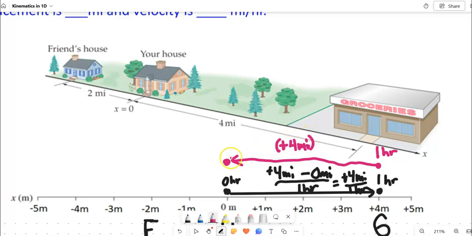Okay, so here we go. Your initial position is positive 4 miles. Your final position is 0 miles. And remember, delta x is final minus initial. And this part of the trip is going to take you 1 hour as well. So this is a negative times a positive. So this part of the trip is negative 4 miles over the period of 1 hour.